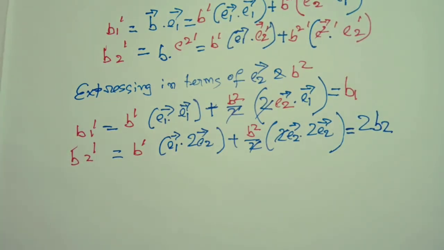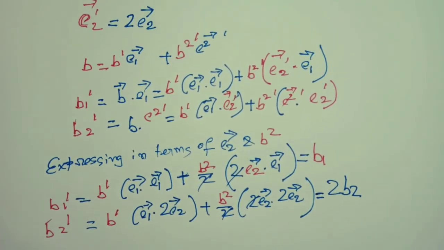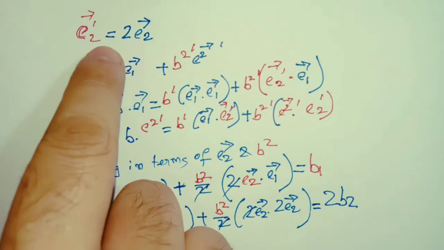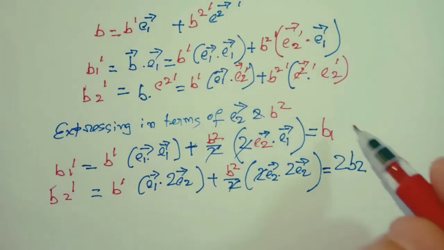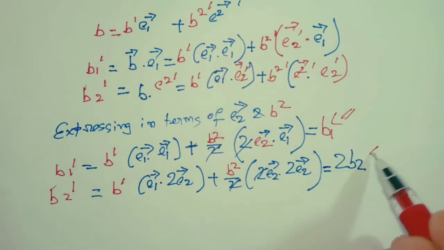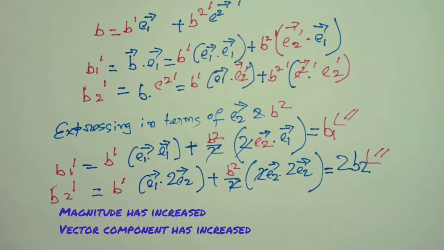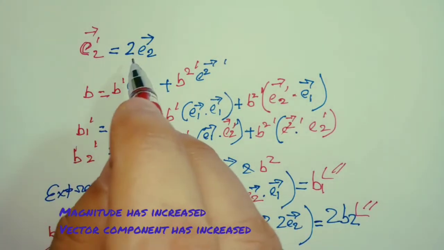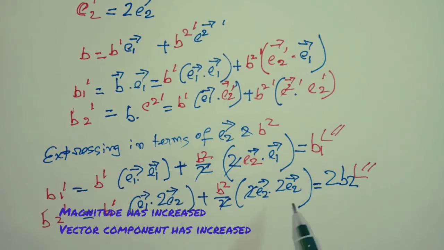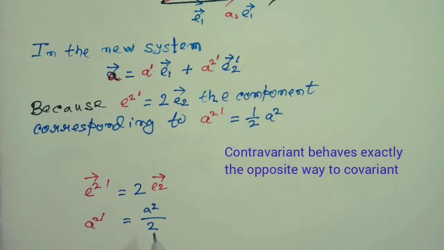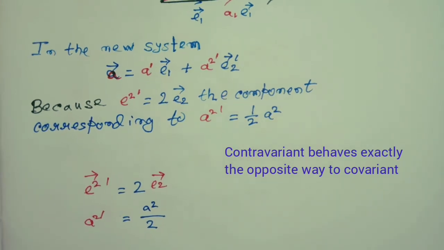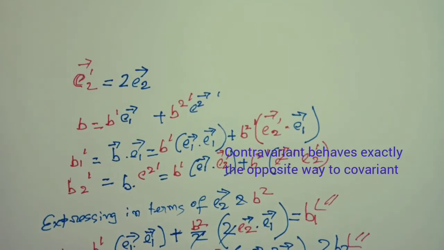Now hold on for a minute. What actually happened? When we doubled the magnitude of this vector, in this particular equation and this particular equation, this value has also doubled. So E2 has been scaled up to 2E2, and the vector components have also been doubled. Just note what happened in the case of a contravariant vector: when this one is doubled, this has become half, and that is why we call it a contravariant vector. Exactly in the opposite way, this covariant vector is happening.